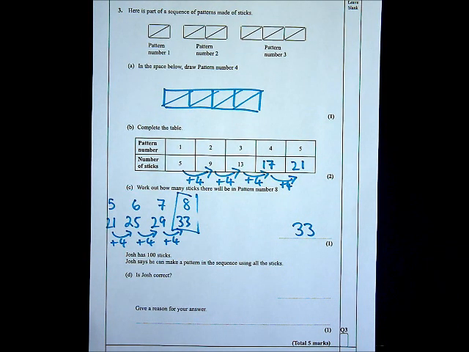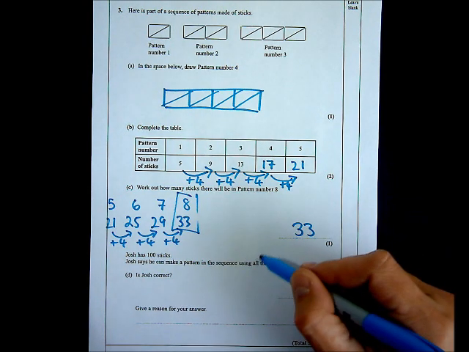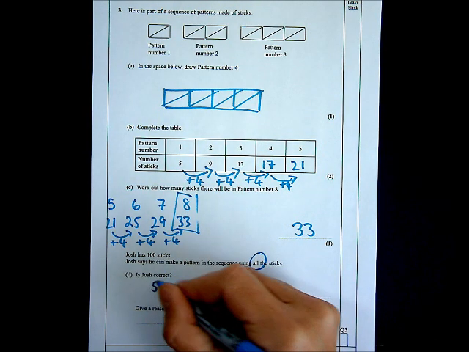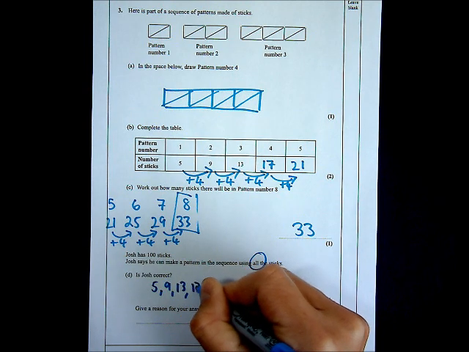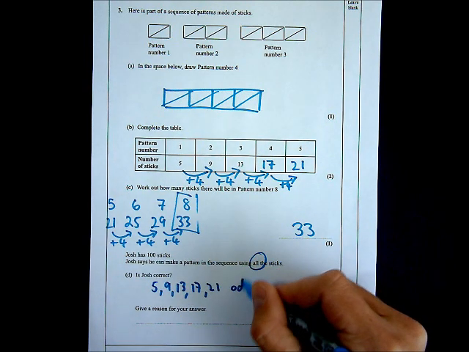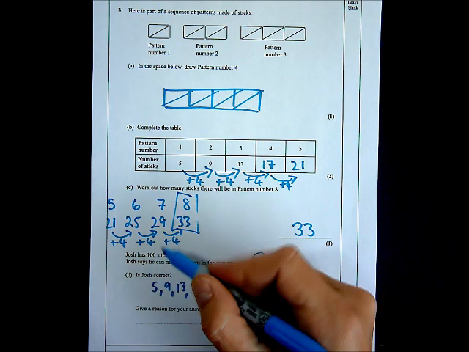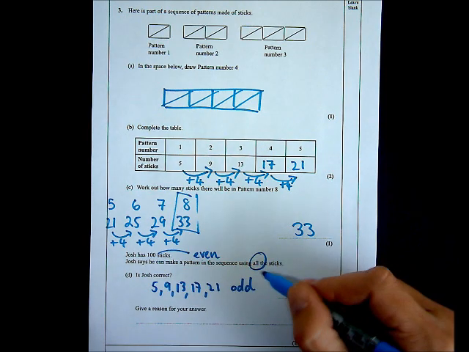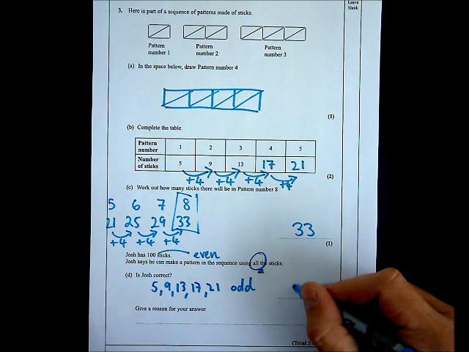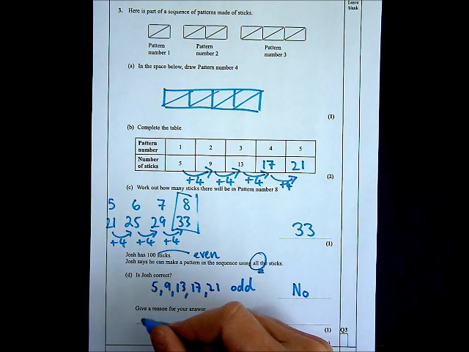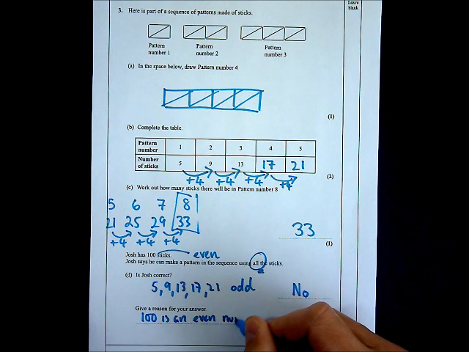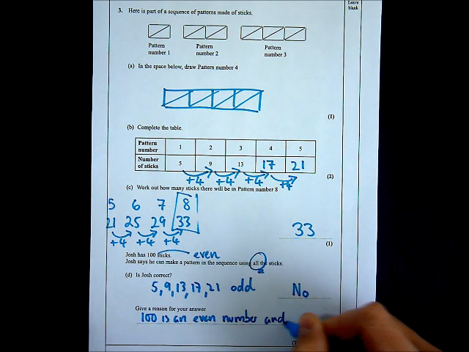In part D, I'm told that Josh has 100 sticks, and I'm asked if he can make a pattern in the sequence using all of the sticks. Now I can see from my original sequence that goes 5, 9, 13, 17, all of those numbers are odd. 100 is an even number, so we won't be able to make a pattern in the sequence using all of the sticks. So the answer is no, and that is because 100 is an even number and the sequence is always odd.